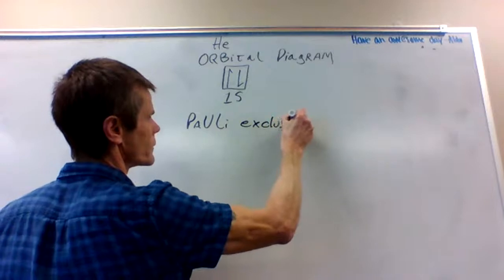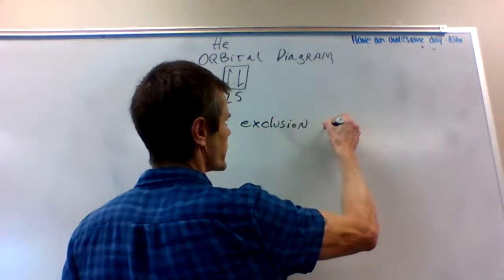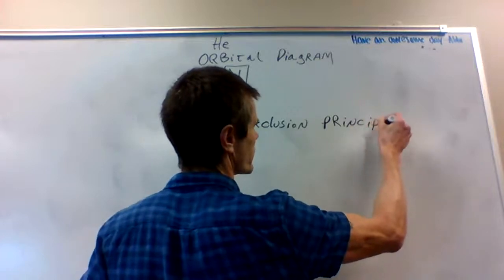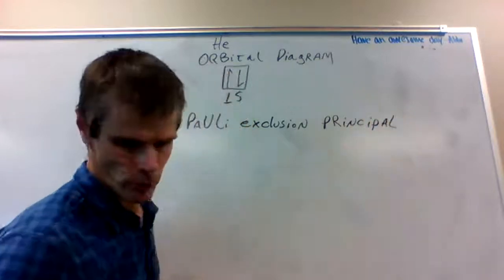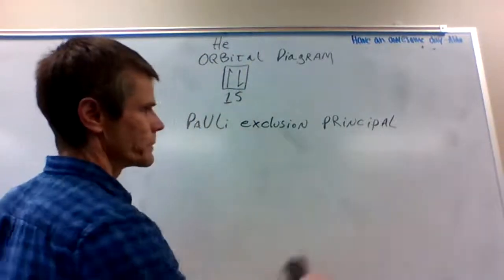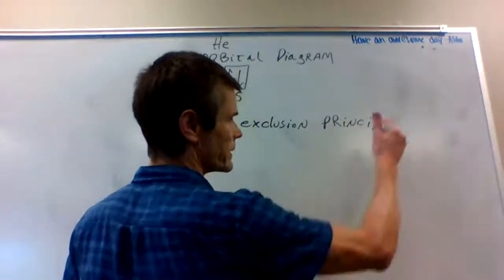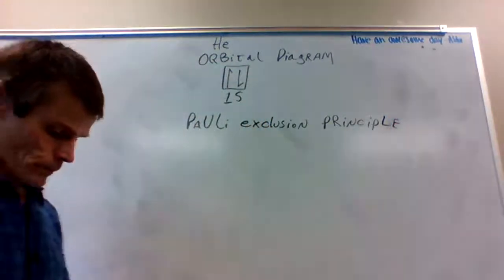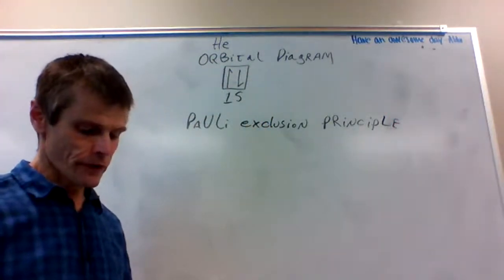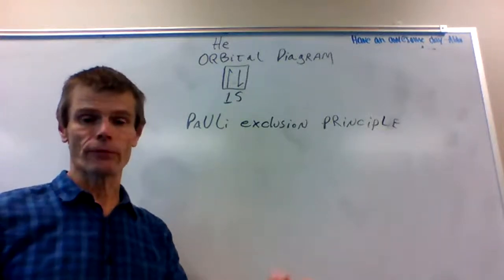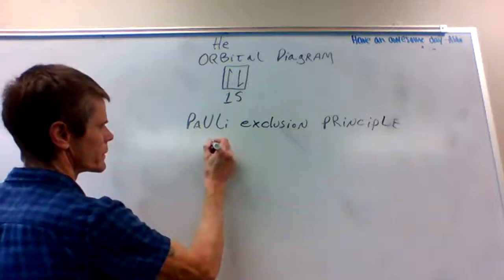Important enough that we're going to write it up here so everyone has a copy of this, and don't forget it. Pauli exclusion principle. So what this tells us is that each electron has a unique set of 4 quantum numbers.